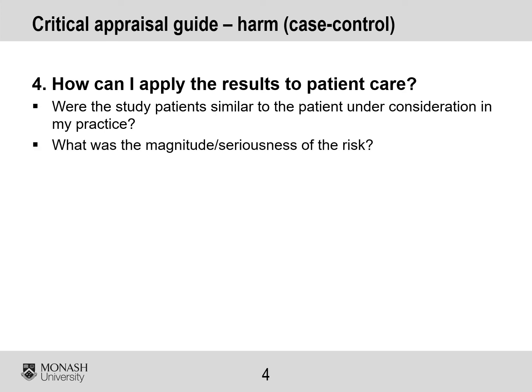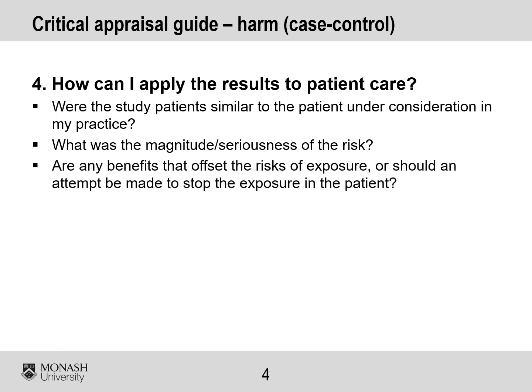What was the magnitude or seriousness of the risk? What we're wanting you to do here is to highlight what the number needed to harm was and interpret the number needed to harm. This last question is really looking at pulling everything together and saying, on the whole, are there any benefits that may offset the risks of the exposure, or should we be stopping the exposure in the patient of interest?